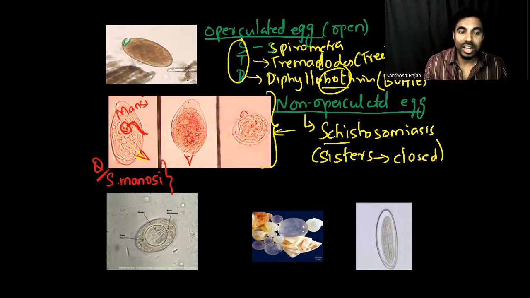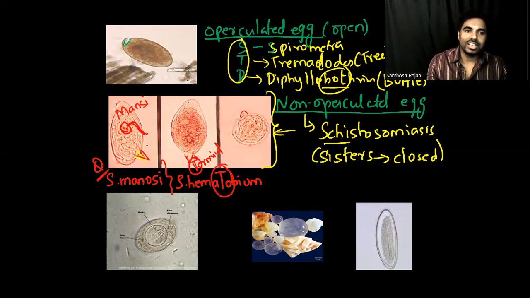The other one has a terminal end. See, this one is terminal. If it's terminal, it's always dangerous, no? Terminal is always dangerous. So T for terminal, Schistosoma haematobium. Schistosoma haematobium, T for terminal spine. This is the lateral spine, Mansoni's lateral spine. And this is the terminal spine.